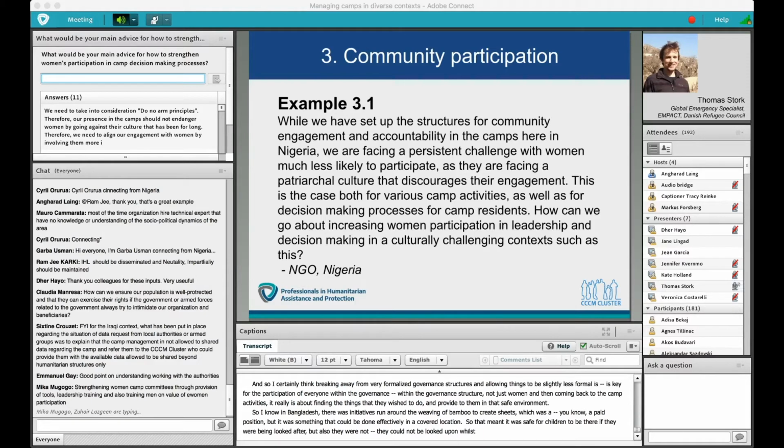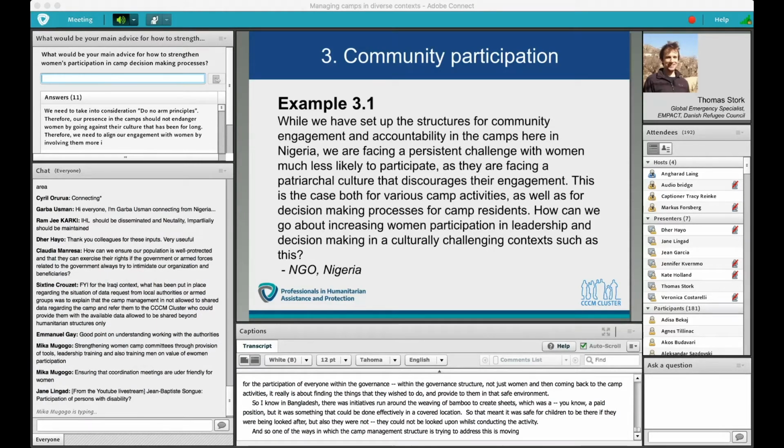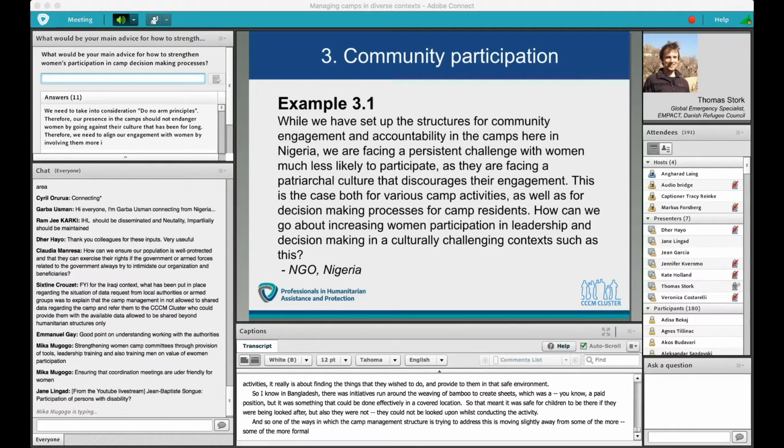And so one of the ways in which the camp management standard is trying to address this is moving slightly away from some of the more formal indicators. For example, I've had contracts where, as a camp manager, one of the indicators was how many committees have you formed?